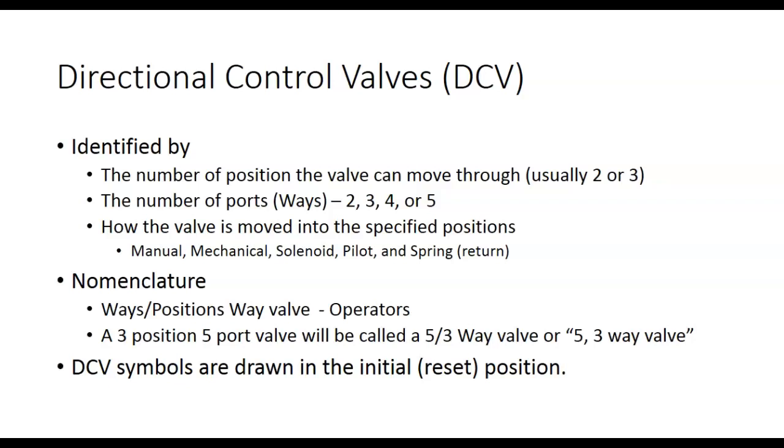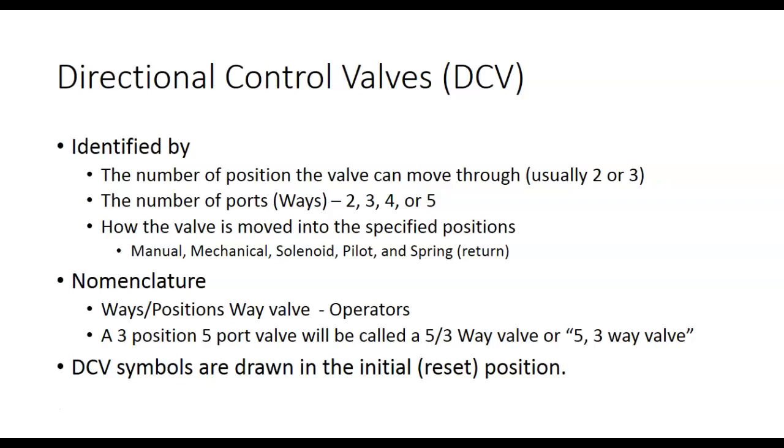So you'd say 2 position, 5 ports, but that's not the way we say it. What we do is we start off with the number of ways. So I'd say 5, then I'd say 2, and then I say way. Now how that came about, I don't know, but that's the nomenclature. So a 5-port 2-position valve, we'd call it a 5/2-way valve. That's the way you'd order it. A lot of times, to confuse, they'll write it out, but that's the way we read it.